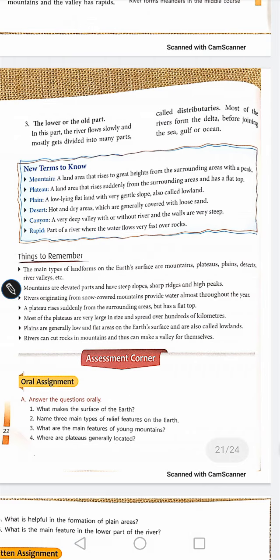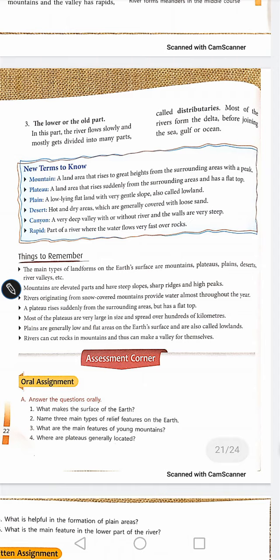Now, new terms to know. What terms have we discussed in our chapter? One is mountain: the land area that rises to a great height from the surrounding areas with a peak, meaning choti. Plateau: the land area just below the mountain. Plain: the low-lying flat area just below the plateaus. Deserts are hot and dry areas which are generally covered with loose sands. Loose sands means ret. Now canyon: a very deep valley with or without a river, and the walls are very steep.